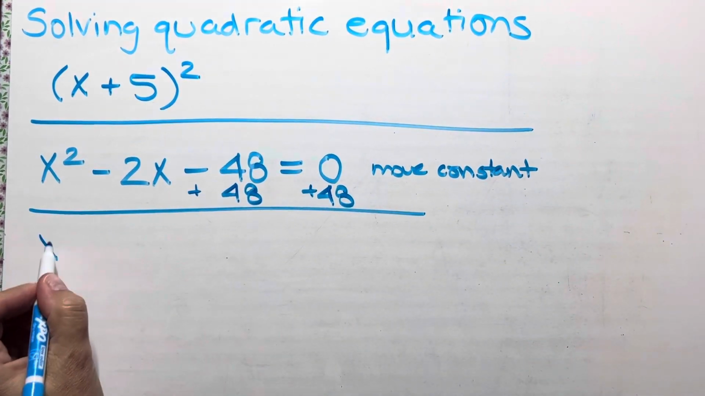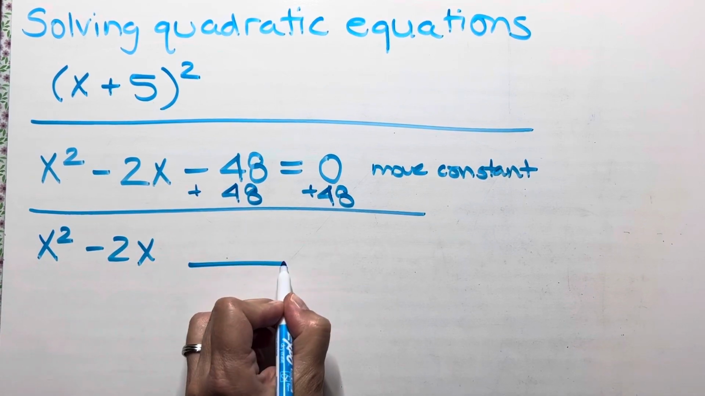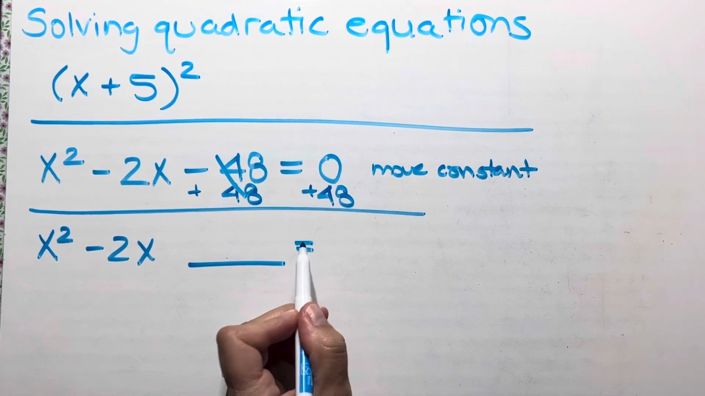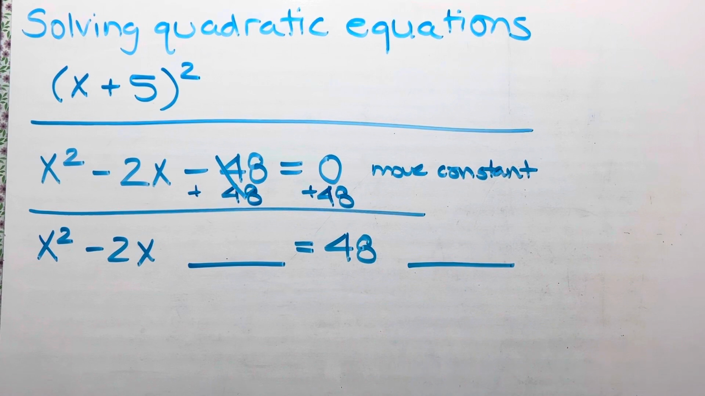So we have x squared minus 2x. I'm going to leave a blank space here. We'll use that in a minute. Over here, I now have a positive 48. I'm going to make another blank space over here.